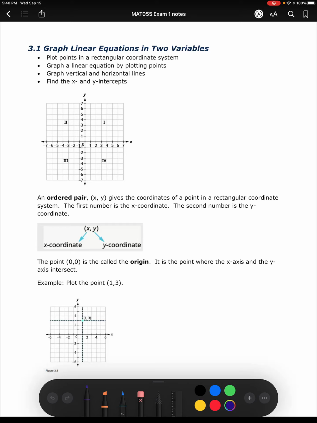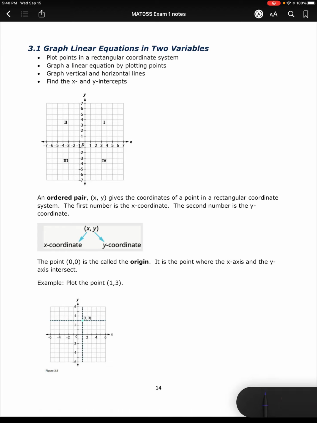This is 3.1, linear equations in two variables. In these next three sections, we're going to be reviewing graphs, slope, writing the equation of a line, that sort of thing. So just make sure that you take your notes as you watch this video.